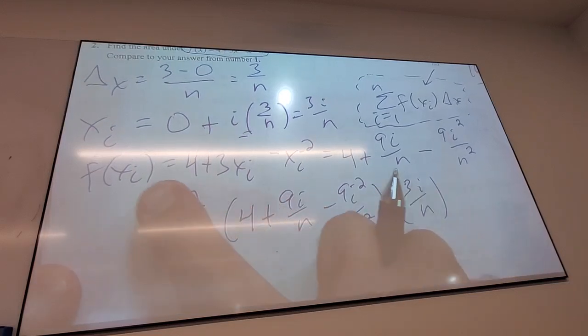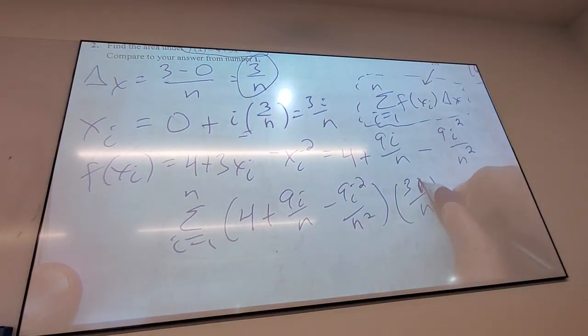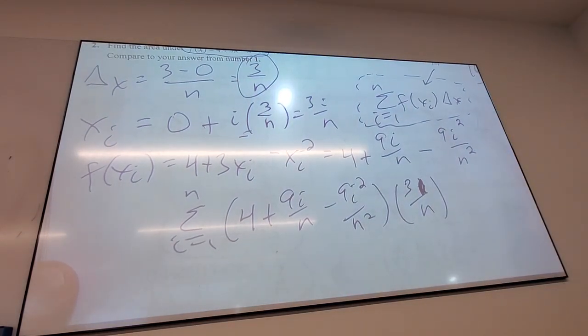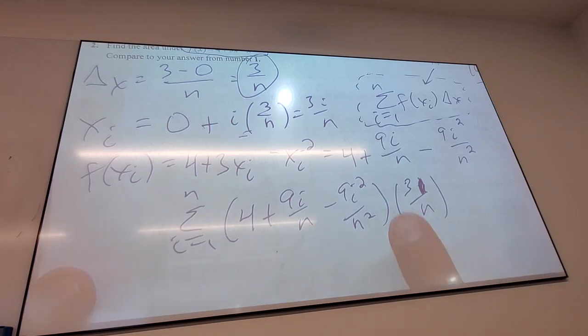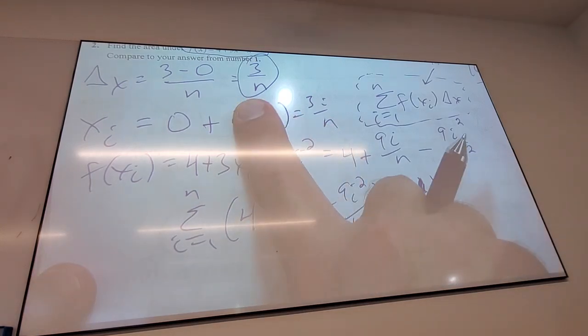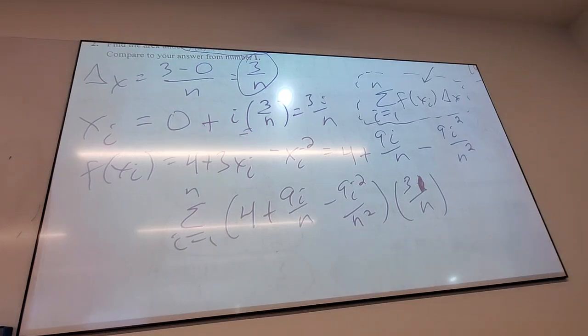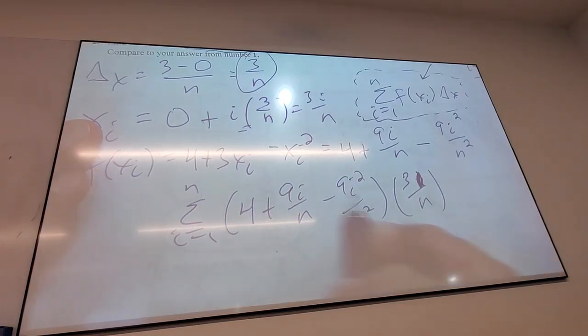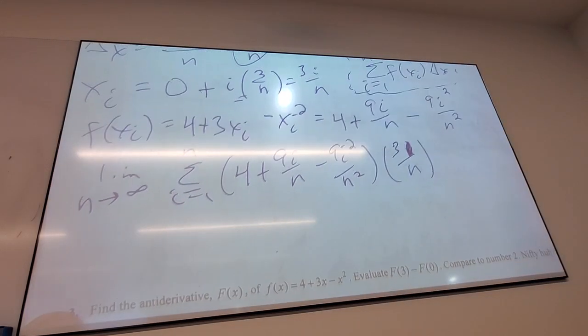Oh, I'm sorry, I'm looking at xi. Yeah, so this i shouldn't be there. You're right. So delta x is 3 over n, like that. Thank you. My eyes went here and they should have gone there. Okay, so now I've got that set up. I'm going to put the limit out front. I'm going to let the number of rectangles go to infinity.